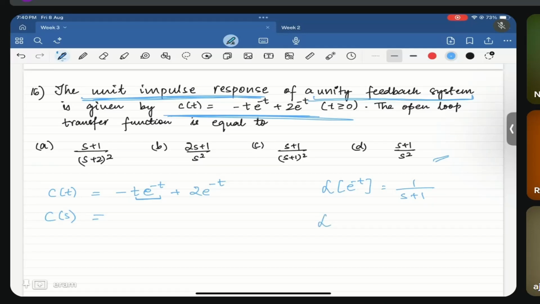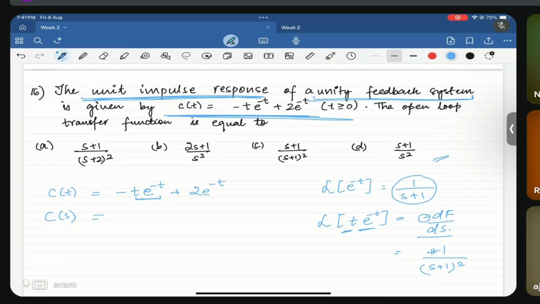And what is the Laplace of t times e to the power minus t? It will be minus df by ds, and f in this case is the Laplace of e to the power minus t. So this is the general formula, right? We know if there is multiplication with t, there will be differentiation with minus sign. So we have to differentiate this one. So it will be minus 1 by s plus 1 whole square, and then we have to incorporate another minus, so it will be plus.